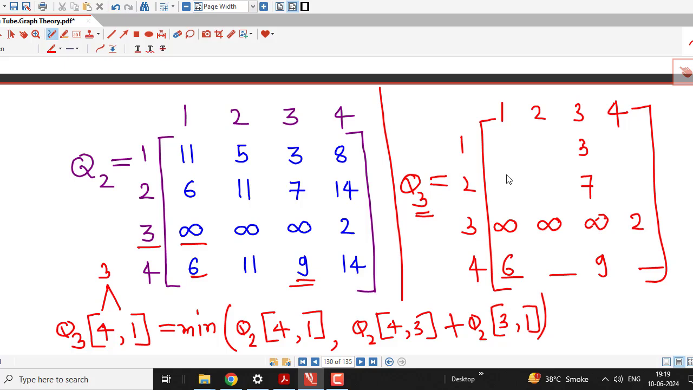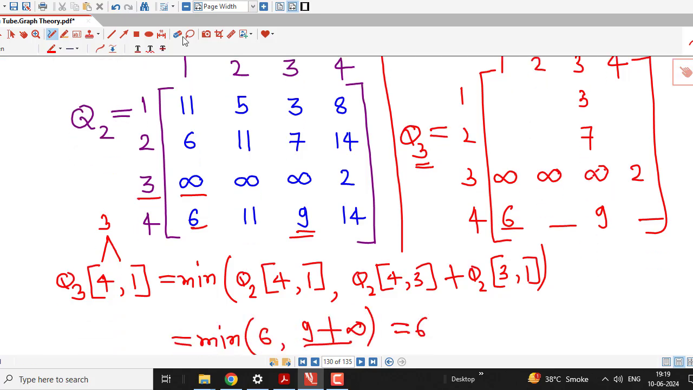Similarly, we can write for q3 4 2. In that case, I have to write q3 4 2 here also, then from 4 to 3 and from 3 to 2. Now what is q2 4 2? Q2 4 2 is 11.